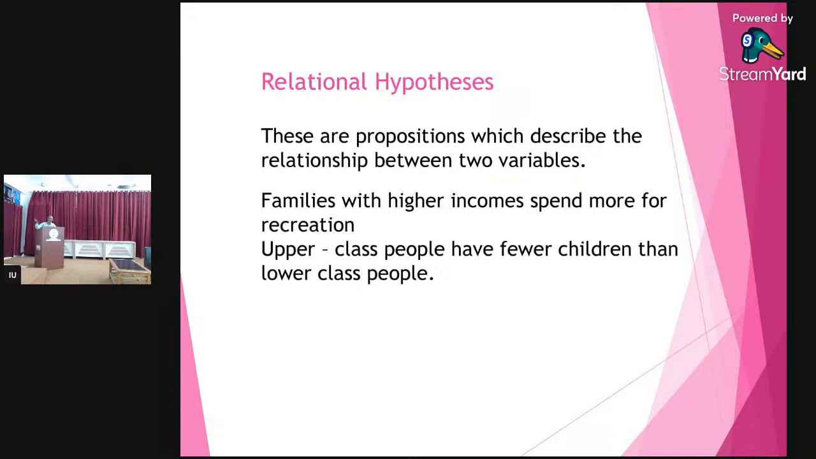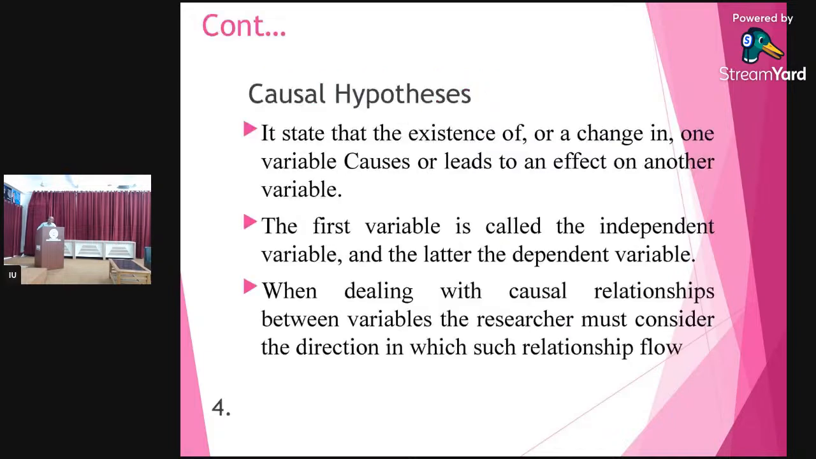Relational hypothesis, in which we see the relationship. These are the propositions which describe the relationship between two or more variables. Okay, like families with higher income, upper class people, have fewer children than lower class people. It is just the relational hypothesis in which you can see the relationship between the variables.